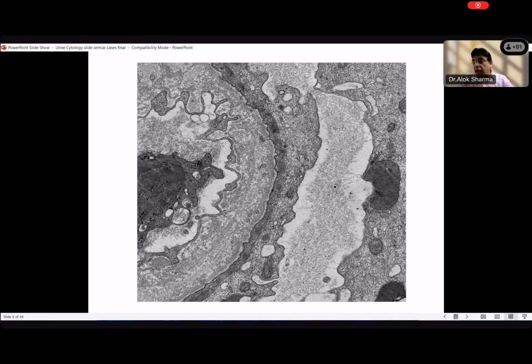And one more thing I would like to point out here. Some of you have said loss of foot processes. You should remember that foot processes do not get lost. They are always there. What happens is they just misalign and fall flat. That process is called effacement of foot processes. It is not loss. The moment you give treatment and the patient responds to steroids, the foot processes will come back to their original place and realign themselves. Podocytes, of course, can get lost, but foot processes do not get lost, they efface. Always remember, do not call it foot process loss. Call it effacement.